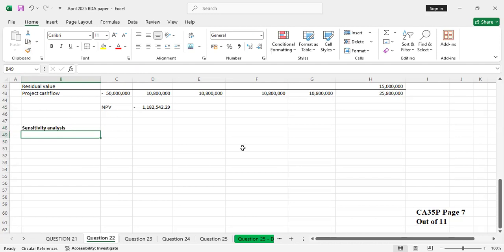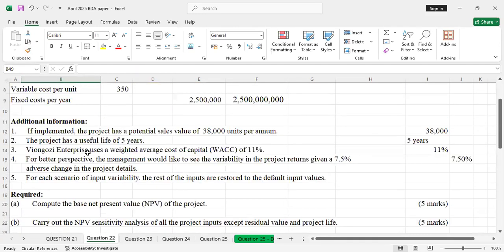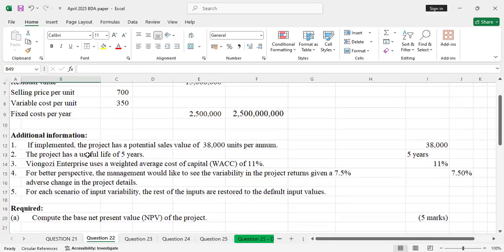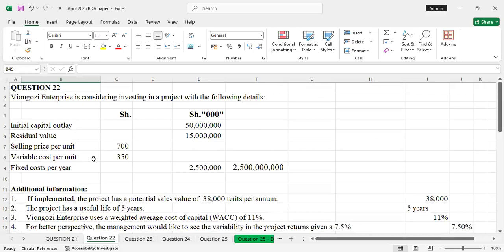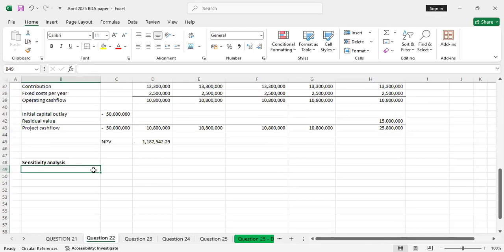So sensitivity analysis, I've told you that when you're doing sensitivity analysis of NPV, the project inputs, we'll start with the units. So I'll copy all this. I'll say here units for A. Let me say this is A. I'll start with the units. That's how you do sensitivity analysis.